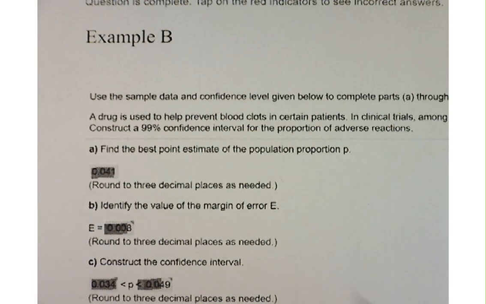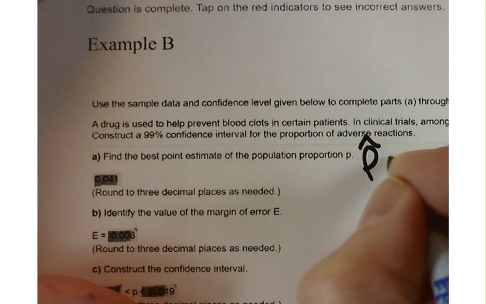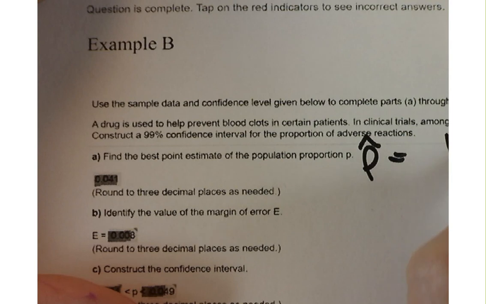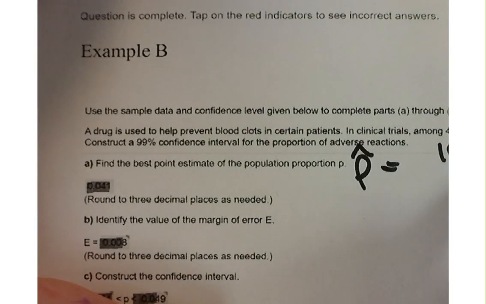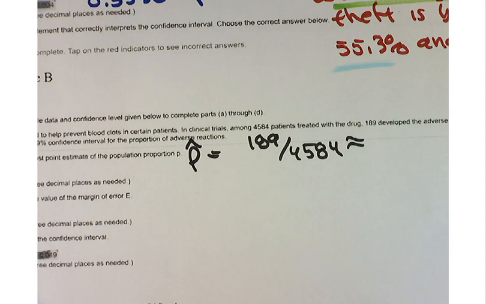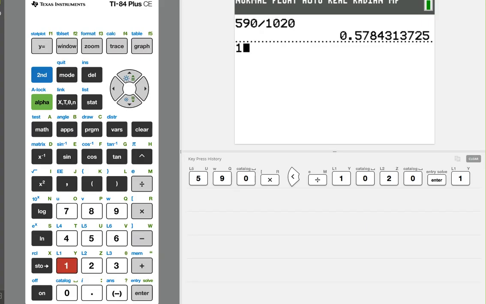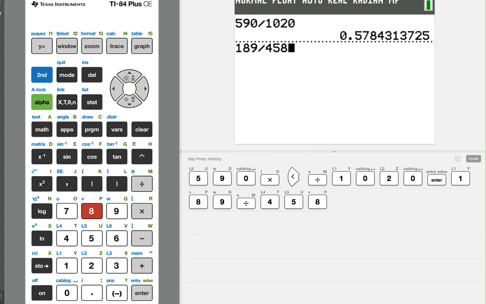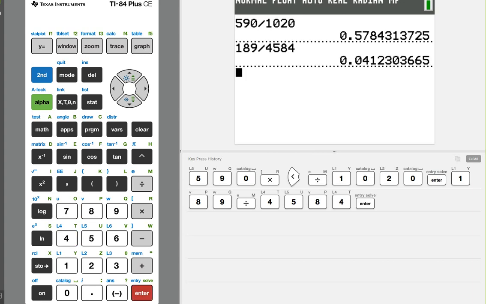So p hat is 189 divided by 4,584. That's going to be about 4%. Let's just get a number here. 189 divided by 4,584. Yeah, 0.0412. Okay, not bad. That's all the calculation we're actually going to have to do for ourselves.